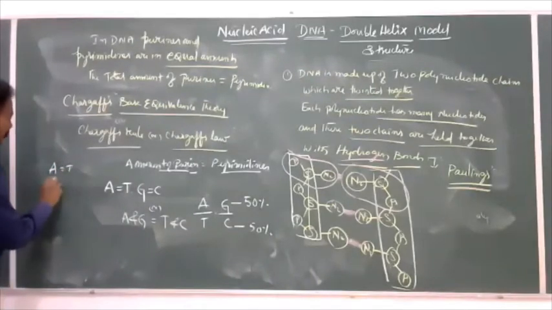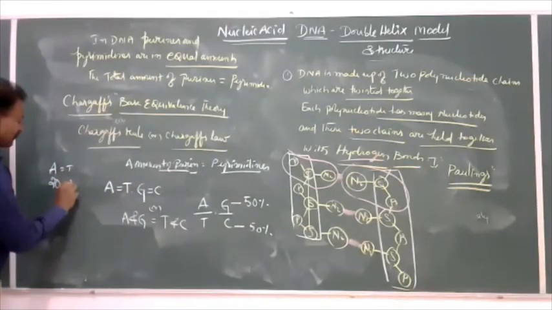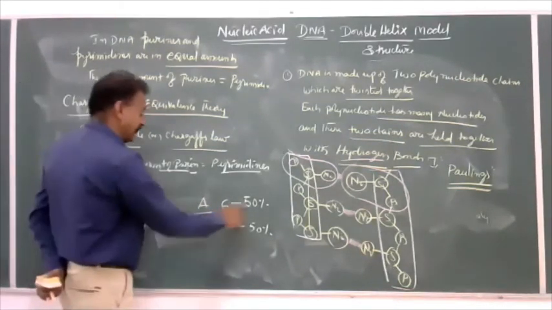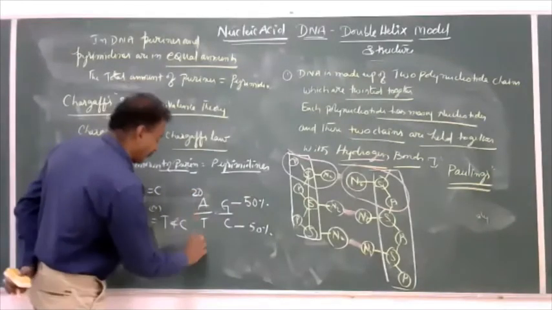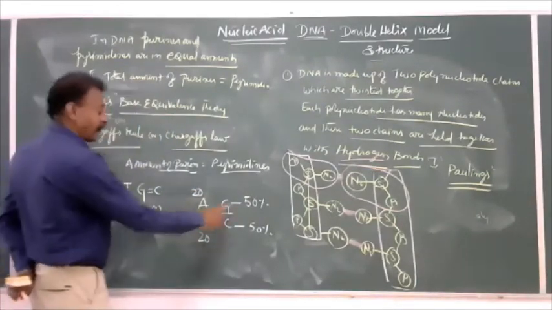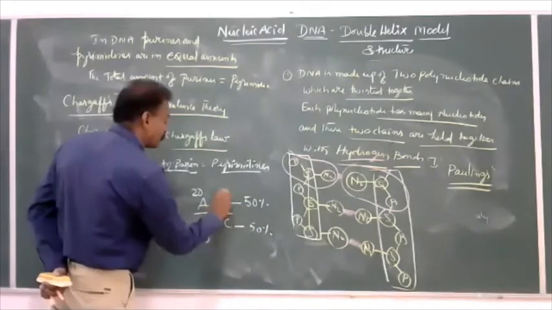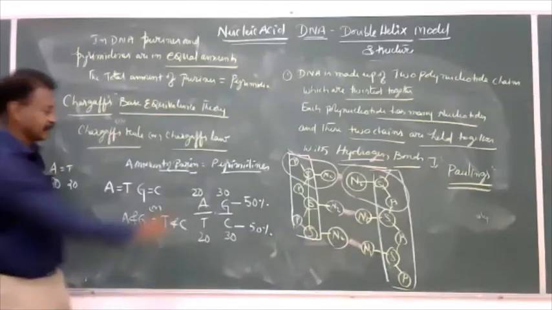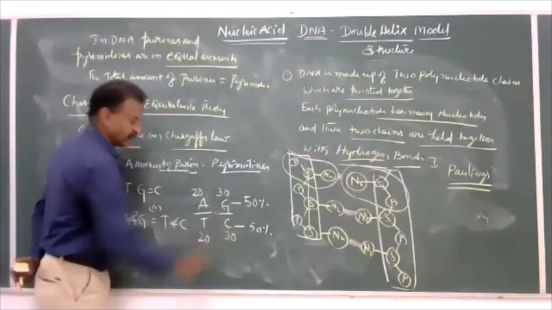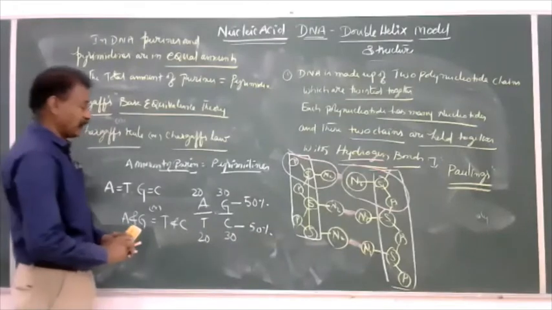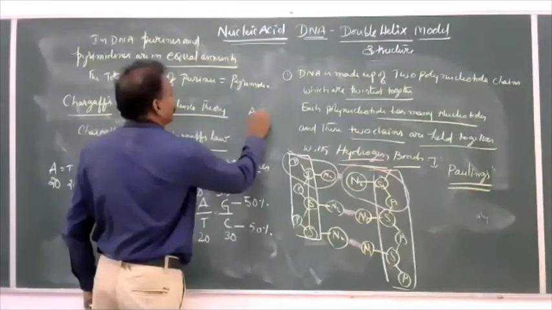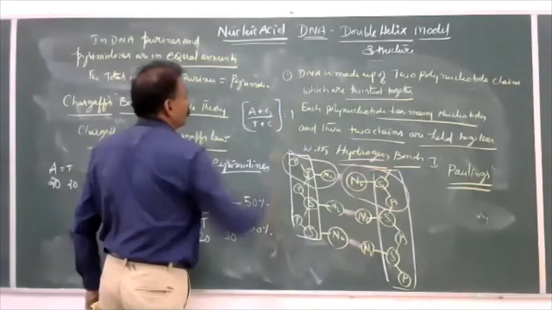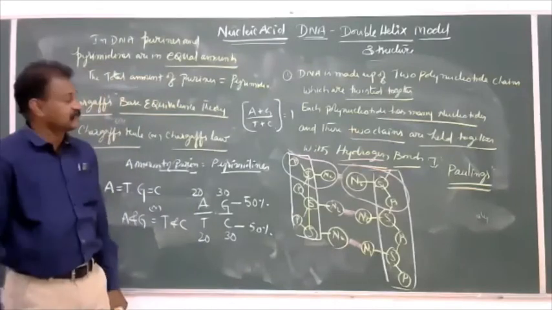So for example, if adenine is 20, thymine is also 20. Adenine and guanine together are 50%, which means guanine should be 30, cytosine should be 30. 30 plus 20 is 50%. Or the total amount is equal to 1. See?